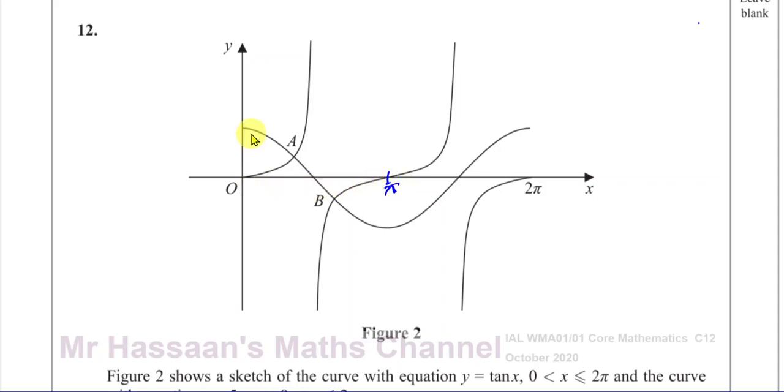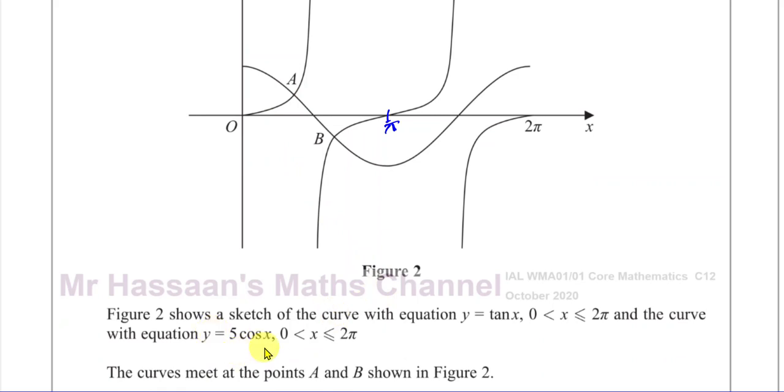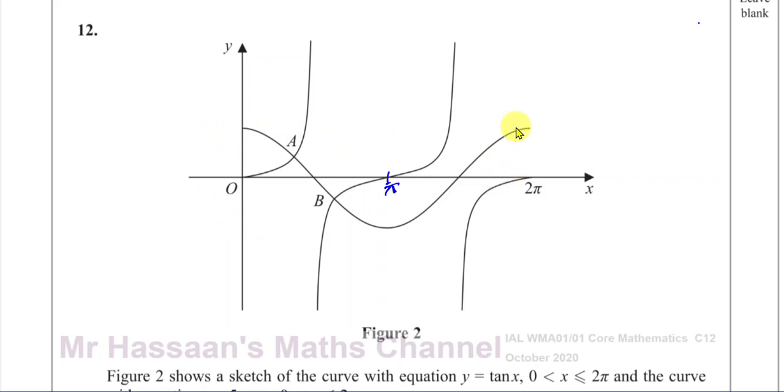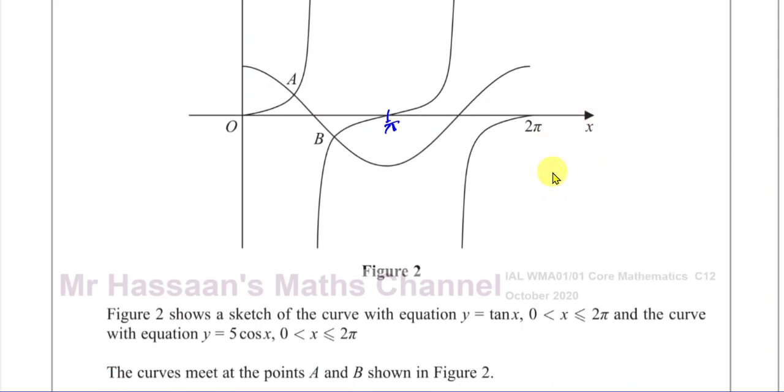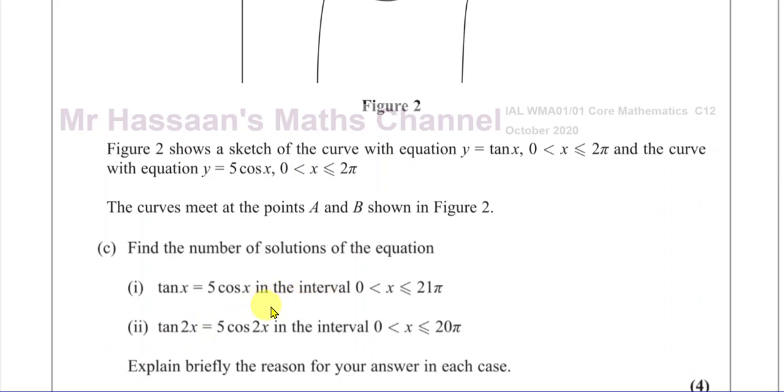And the cosine curve, 5 cosine x, repeats every 2 pi, every 360 degrees. You'll get the same shape repeating again and again. If you were to copy and paste this on the end of that, you would get exactly the same shape until 4 pi, and then another 2 pi, it will look exactly the same. So how many solutions will there be in the interval from 0 to 21 pi?